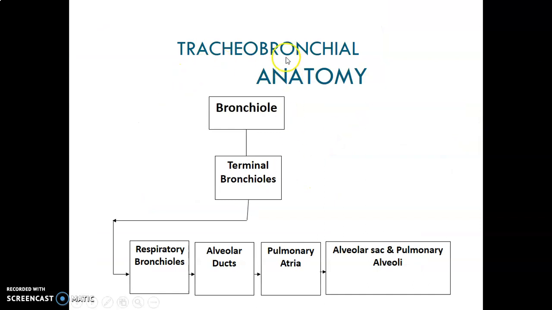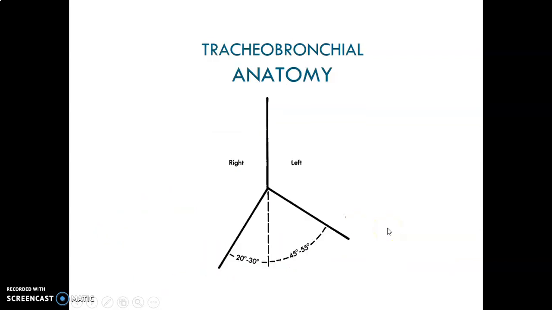So from the trachea, you get to primary bronchi, secondary bronchi, tertiary bronchi before you get to the bronchioles. So you get to the terminal bronchioles, to the respiratory bronchioles, to the alveolar ducts, into alveolar sacs and the alveoli. So that's how air moves. From the nose and mouth to the larynx, to the trachea, to primary, secondary, then tertiary bronchi, then to the bronchioles, the terminal bronchioles, respiratory bronchioles, alveolar ducts, alveolar sac, and alveoli.